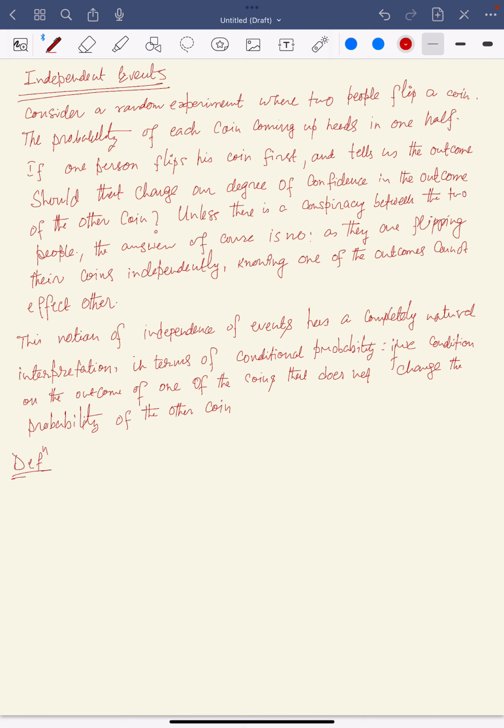So here is the definition: events A, B are independent if probability of A given B is equal to probability of A.